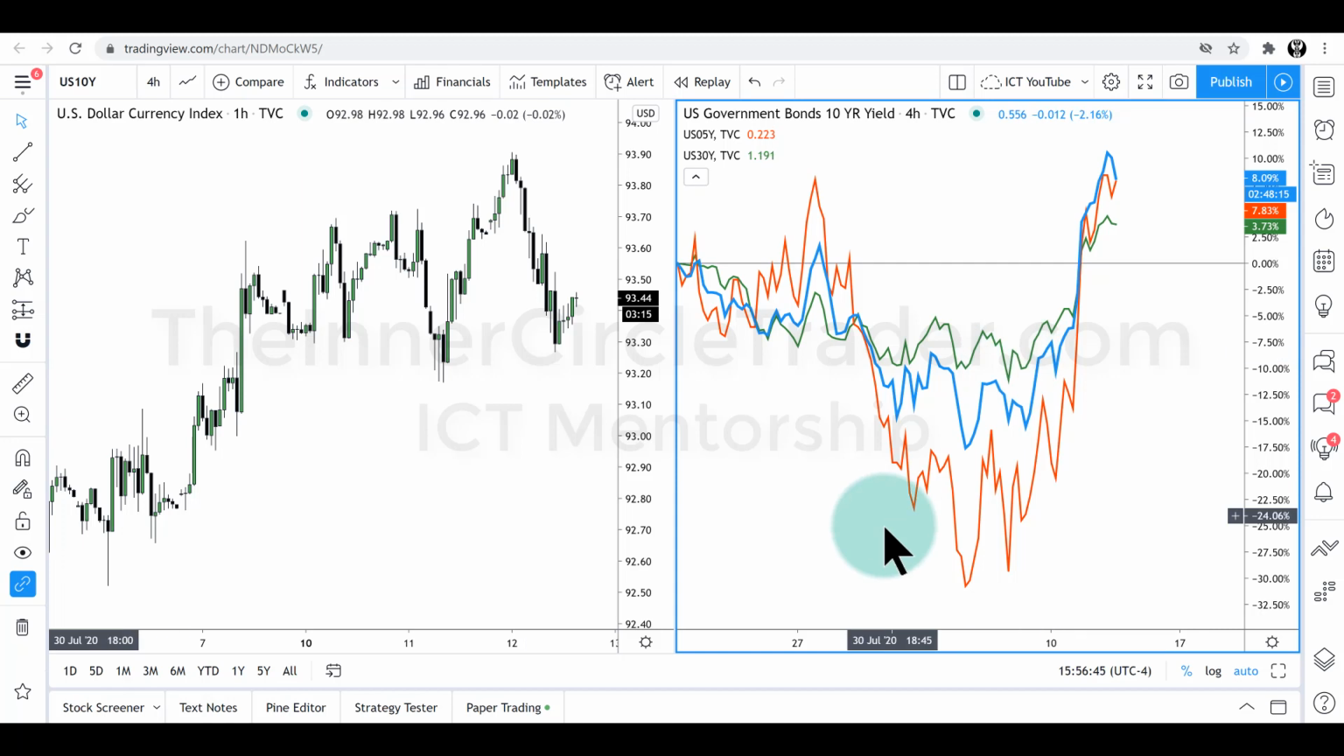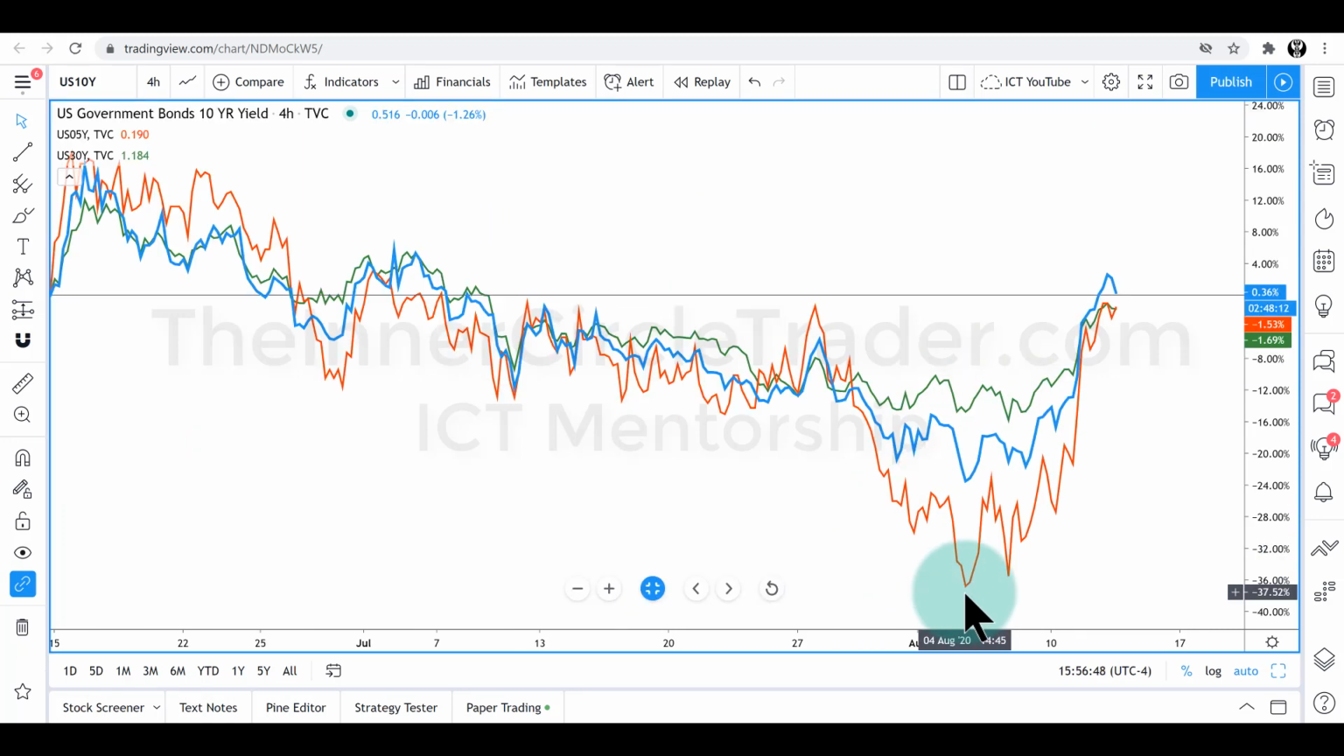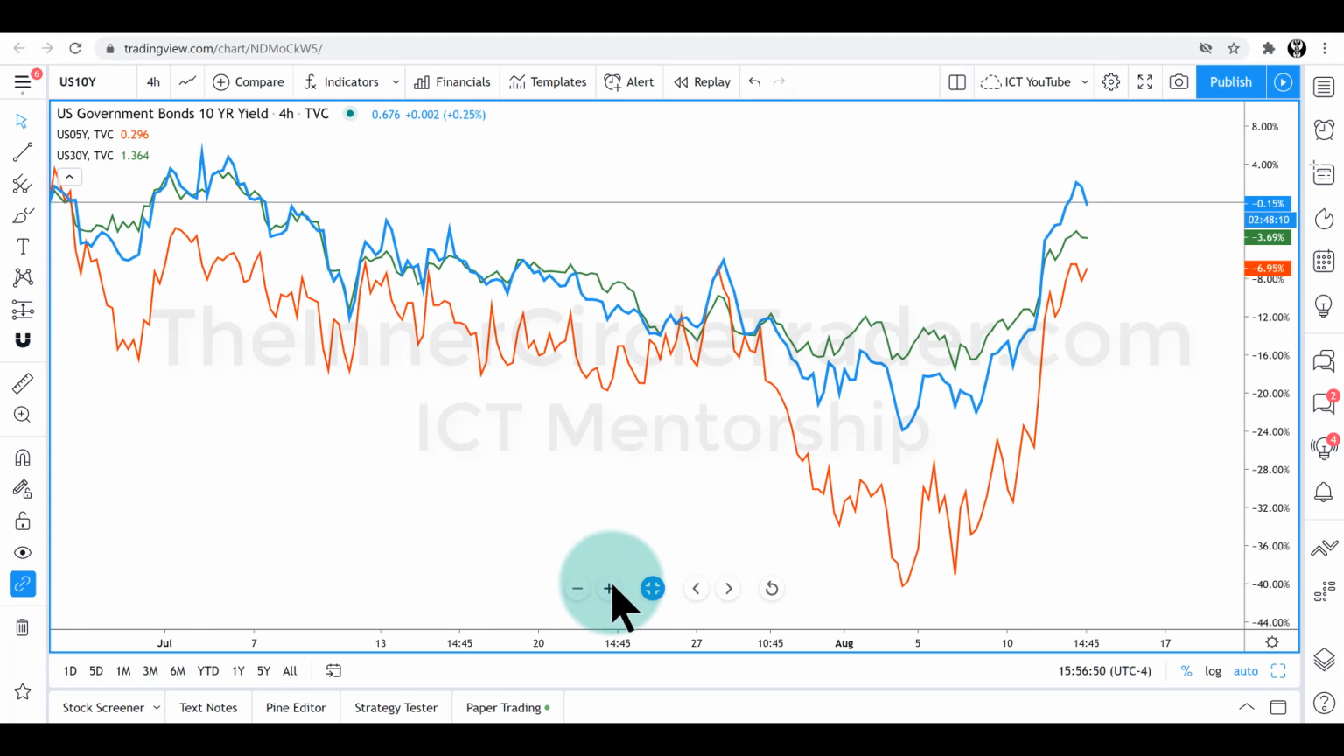All right, so let me maximize this chart so you can get a better appreciation for what I'm going to show you here. This is some of that charter fire. We have the 5-year bond yield, and these are the symbols here. If you want to pull them up on TradingView, this is what you're going to pull up respectively. The US 10Y is the 10-year bond yield, the 5-year is US 05Y, and the 30-year is US 30Y.